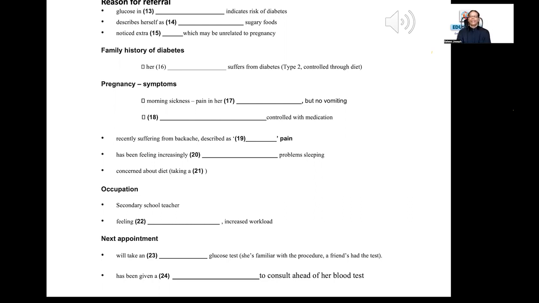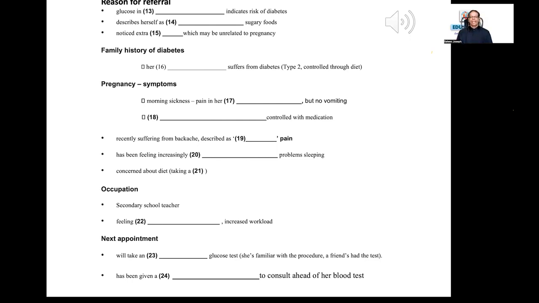So pain in her dash. Somewhere there is pain. Dash controlled with medication. The condition is controlled with medication. That is the name of a disease. Recently suffering from backache, described as dash pain. When I taught you on listening about pain, there are some adjectives being used. You will have to see what it is being described as, or they compare it as this type of pain, pricking pain or throbbing pain or whatever.